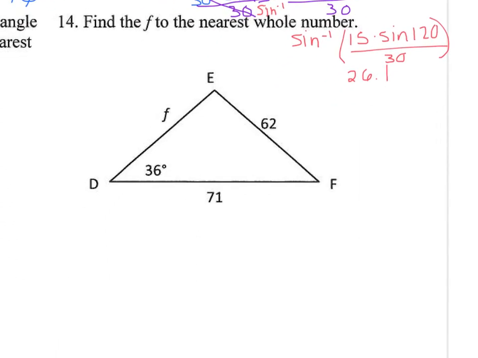For question number 14, this one's a little bit different. It says find f to the nearest whole number. One of the big signs that tells me I'm going to be using the cosine rule is the first thing, I only have one angle. The next reason I know I'm going to use the cosine rule is that they ask me for all three sides.